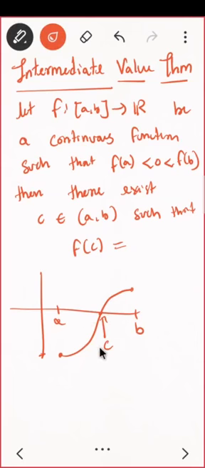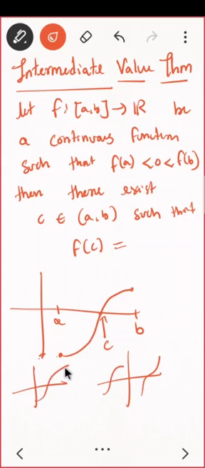Is the graph clear to you? F of a here is negative, and f of b is positive. Then it will always cut your x-axis. You draw any graph, you'll see it will always cut your x-axis.